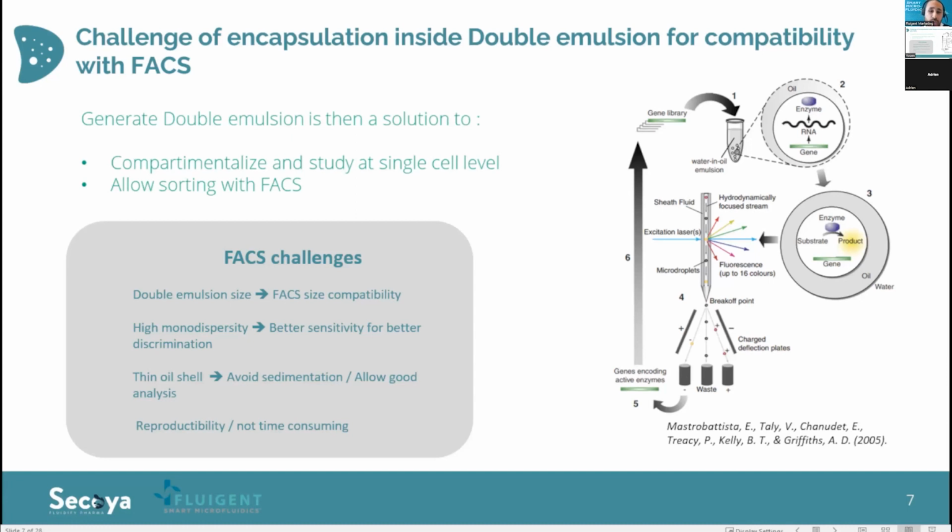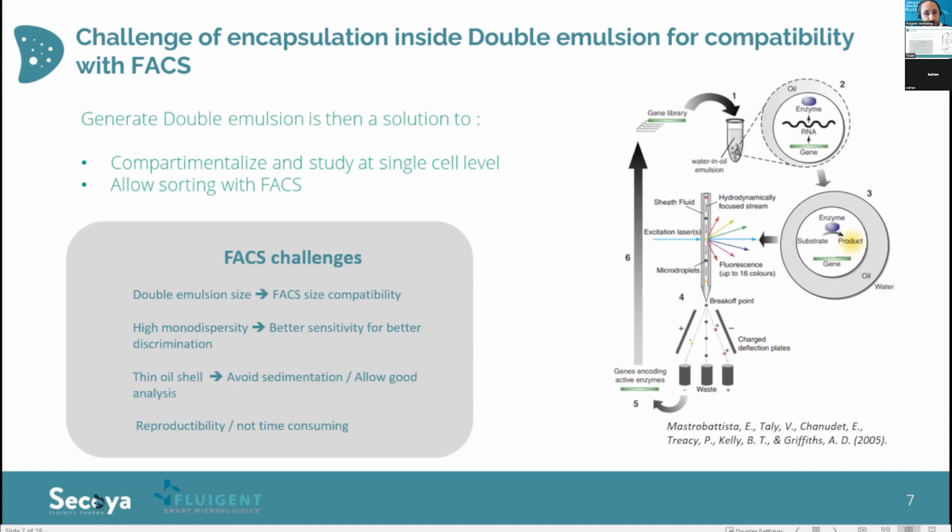And at the end, of course, you will need good reproducibility to be able to produce your double emulsion in an easy way that will not be time consuming, so you can focus on the FACS analysis and on the result and not on the encapsulation system. There are many challenges, and to address them there are different technologies that can make encapsulation inside double emulsion, but they all present advantages and limitations.